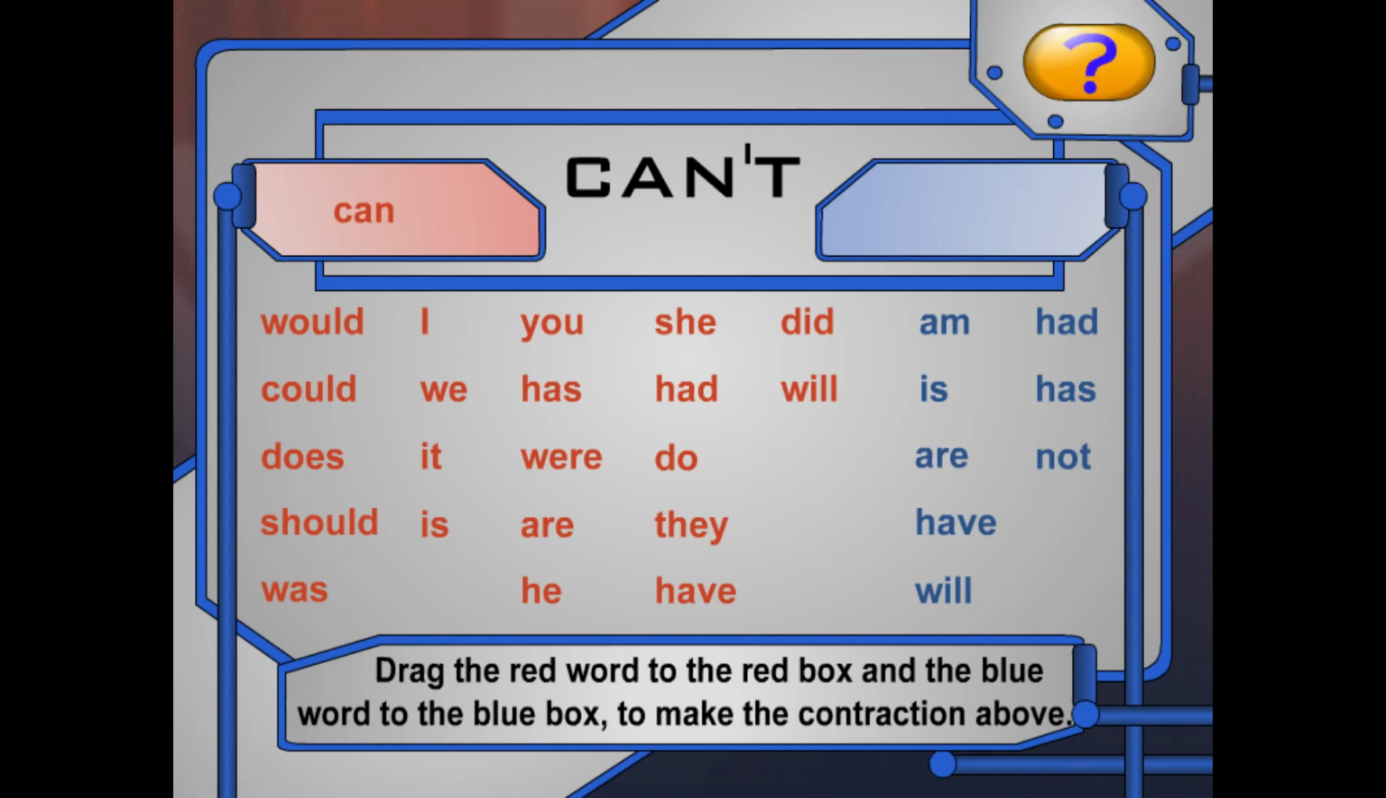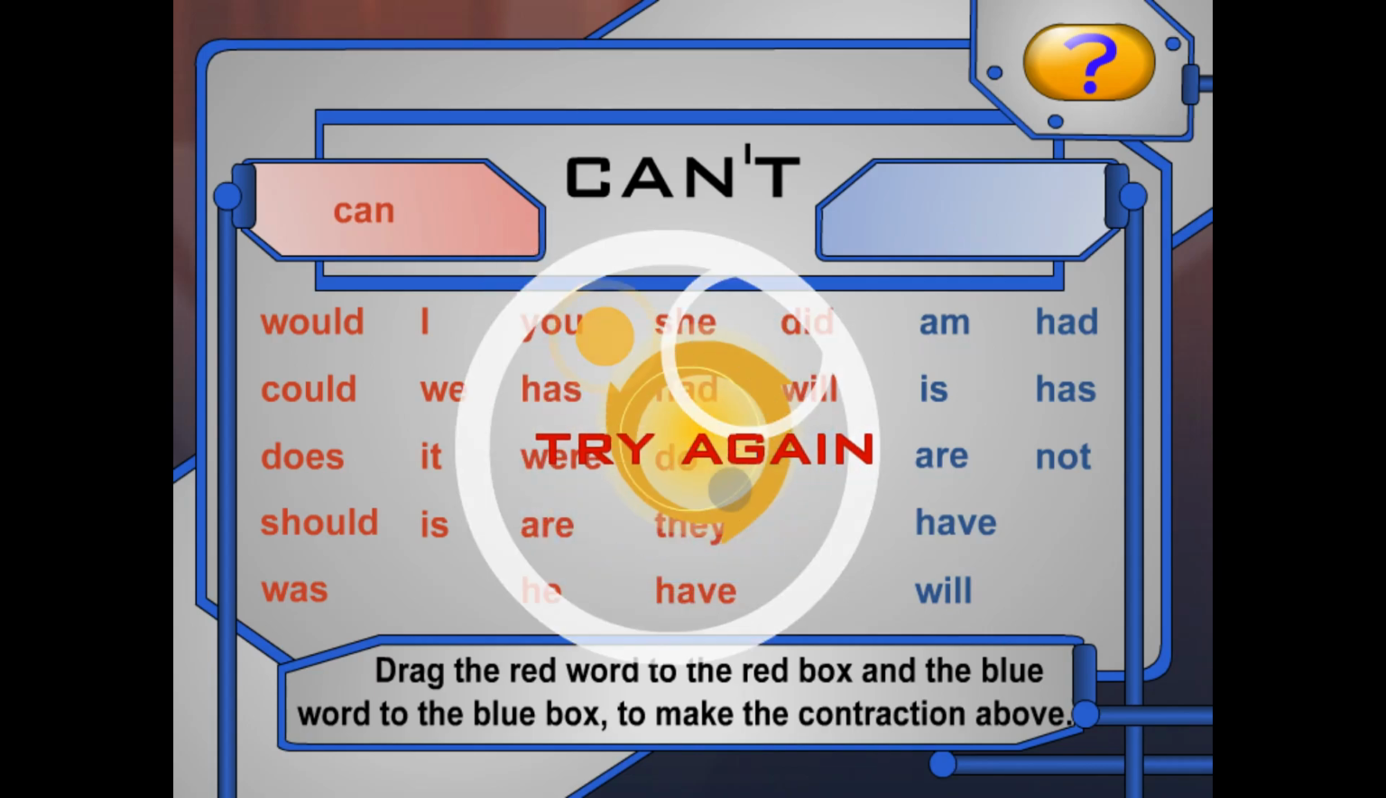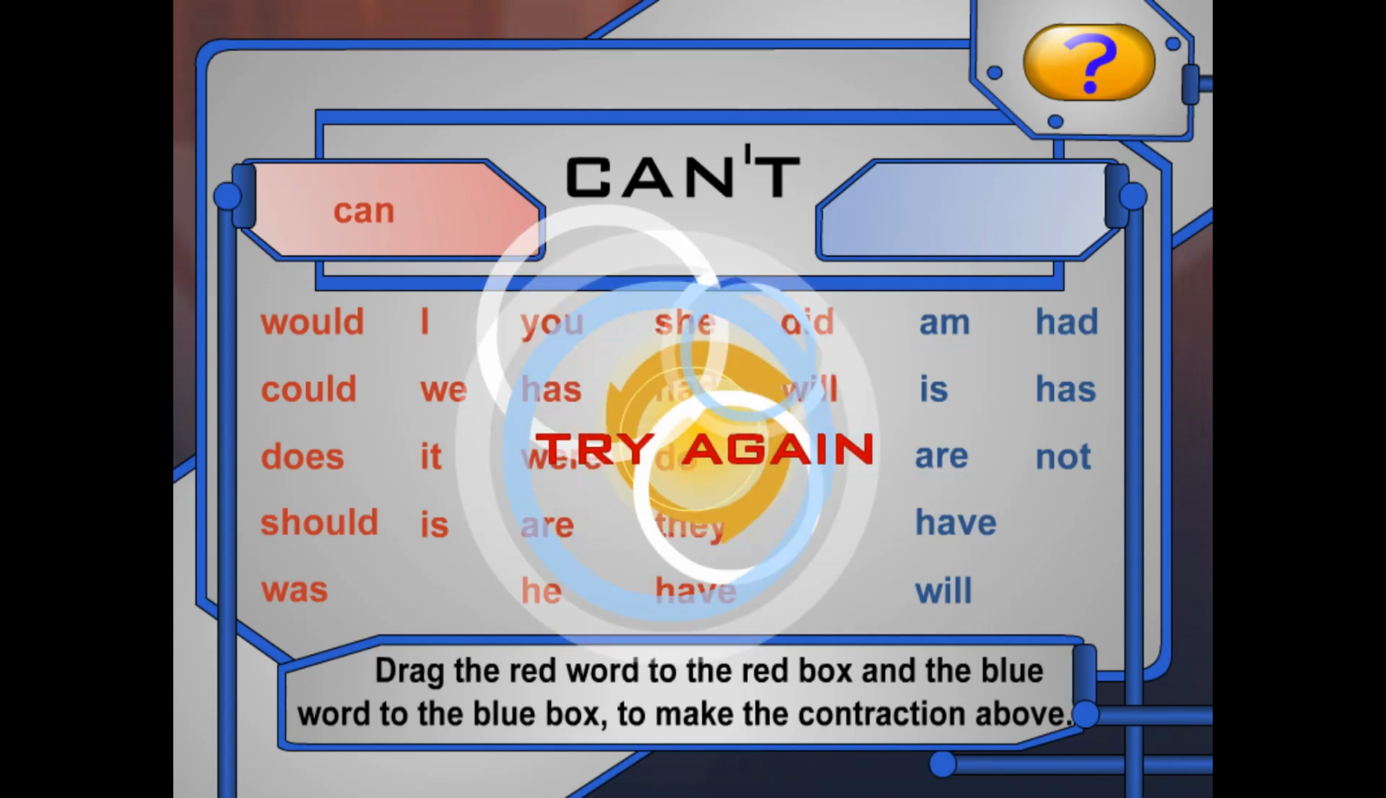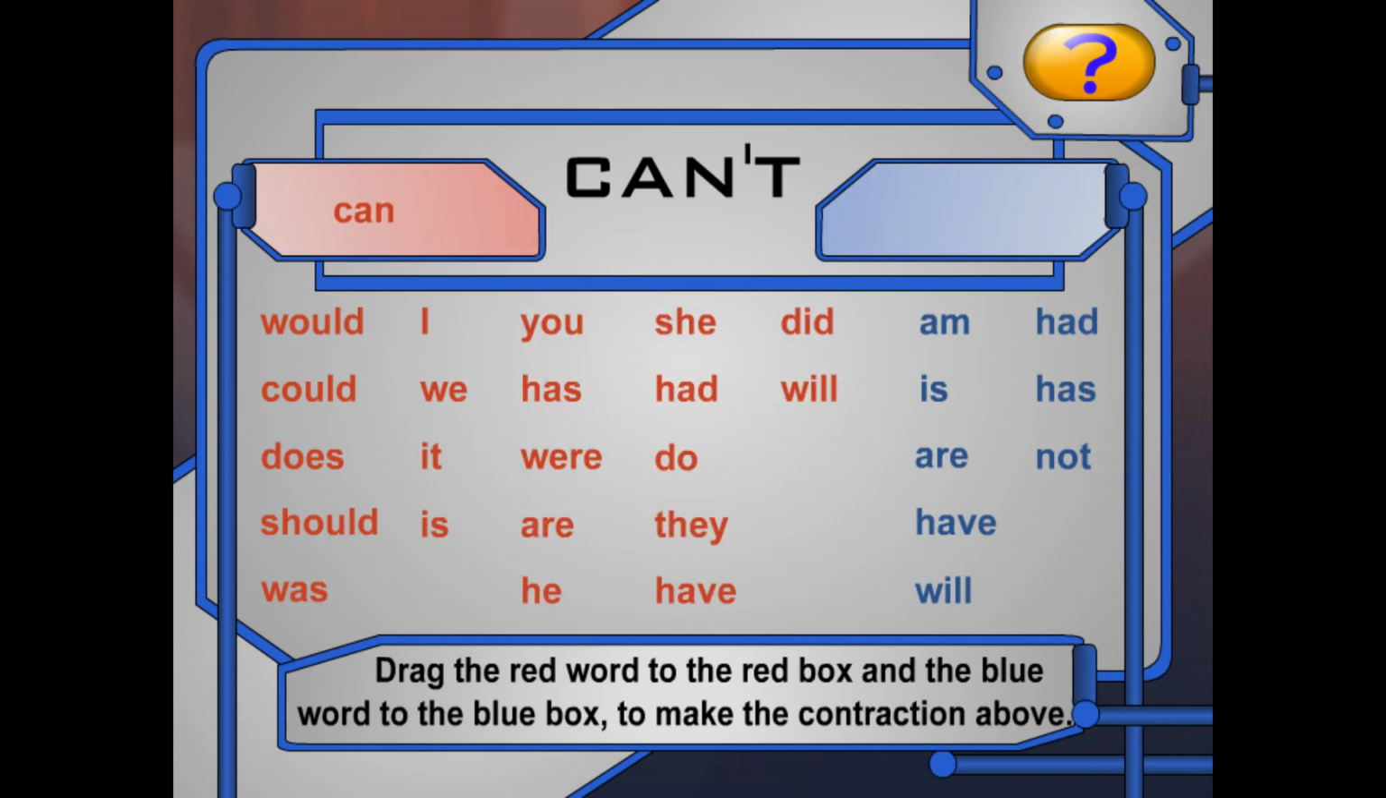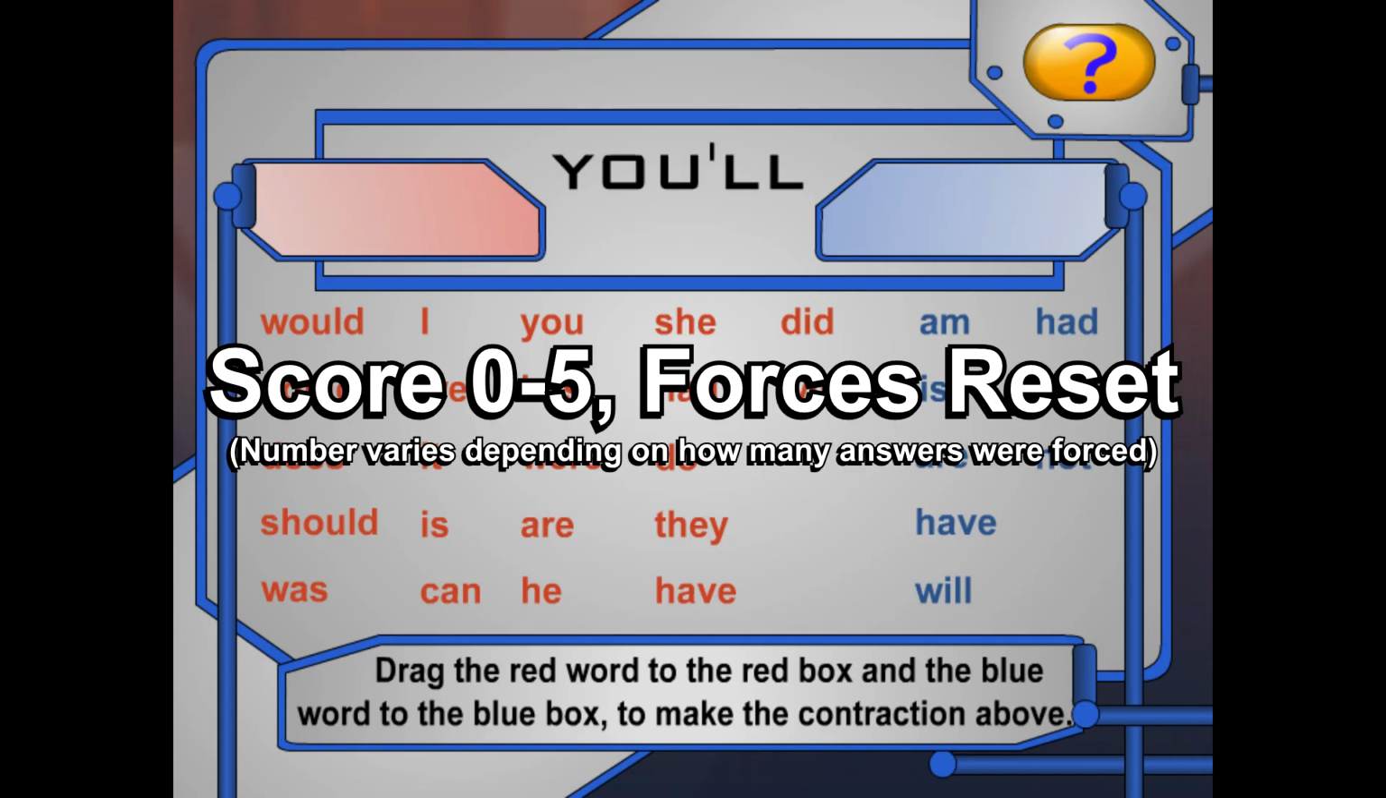Remember, the apostrophe in the contraction replaces one or more missing letters. Try again. Look again. Be sure the ending of the blue word matches the ending of the contraction. Here's the word we need for the ending of the contraction. Contractions can be a little tricky. How about trying those again?